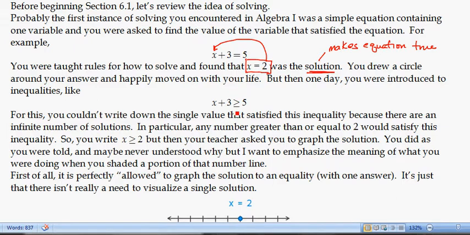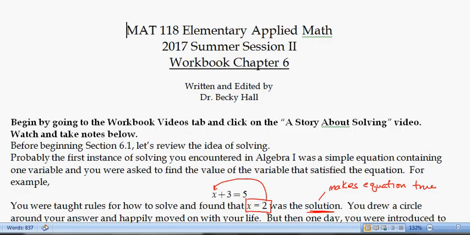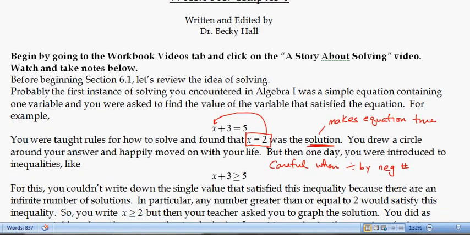And one day you were introduced to inequalities, and so the equal sign was replaced with either a greater than or a less than or greater than or equal to sign. And suddenly you were taught how to solve these things. You still did the same sort of operations, subtract 3 from both sides. You were cautioned about being careful when dividing or multiplying by a negative number, right? Because that would mean you'd have to switch the inequality. So there were a few little additional rules with solving inequalities, but otherwise they were not so different.